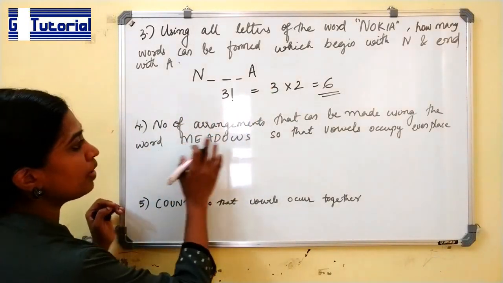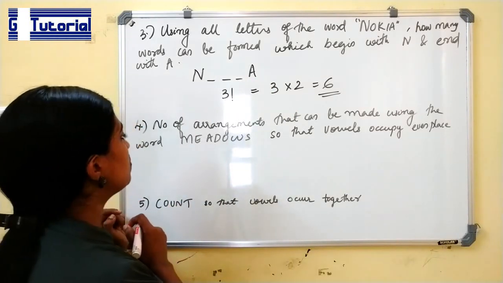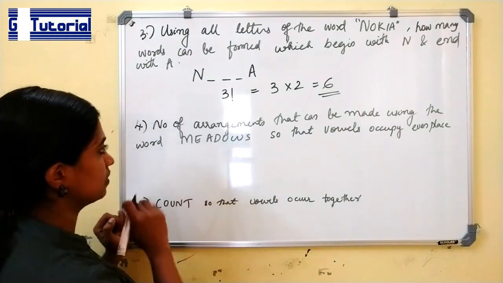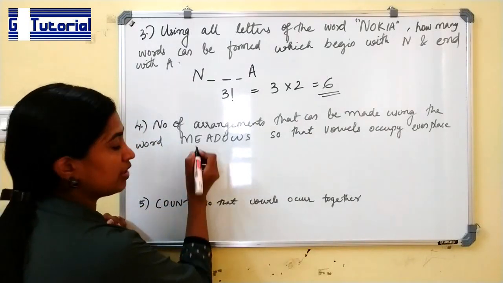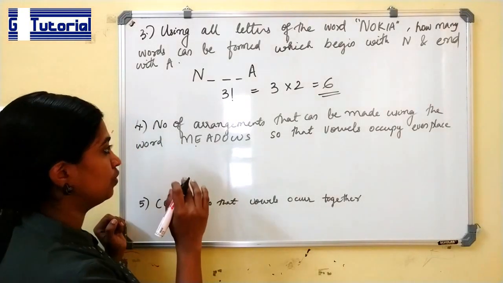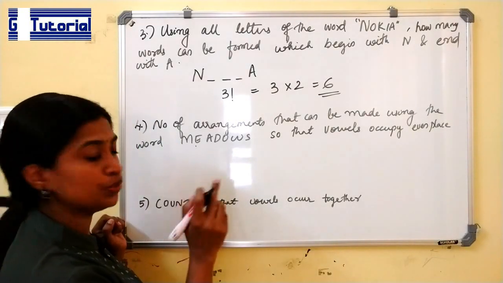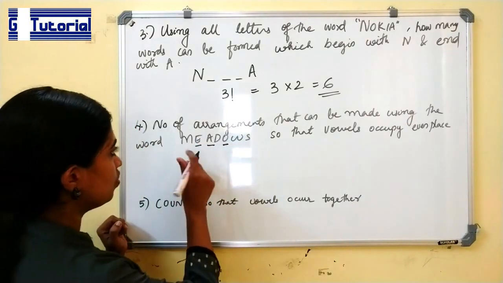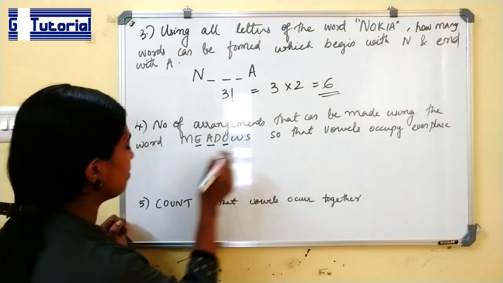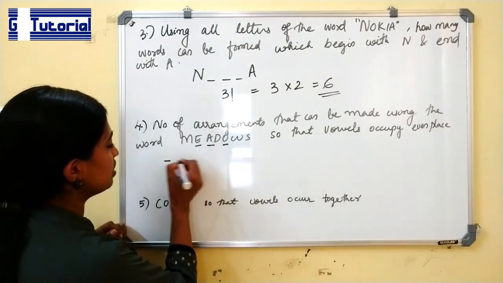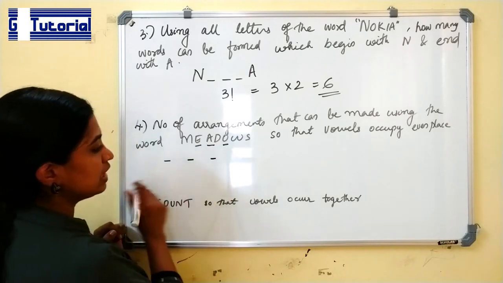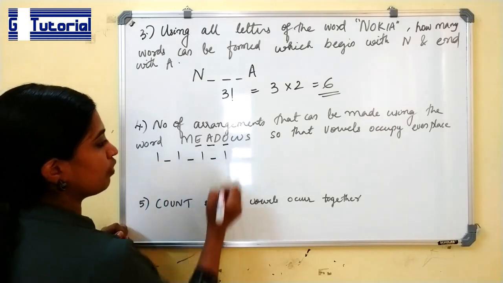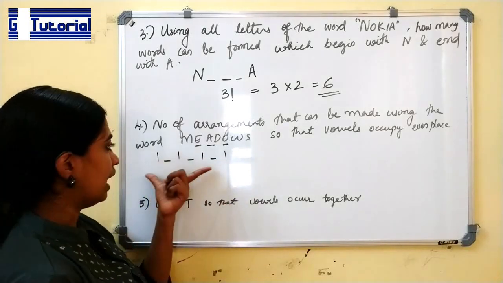Next question. Number of arrangements that can be made using the letters of the word meadows so that vowels occupy even places. Here the vowels are E, A, O. So there are 1, 2, 3, 4, 5, 6, 7 places. If vowels occupy even places, these are the 3 places where vowels can occur, and these 1, 2, 3, 4 are the places where consonants can appear.